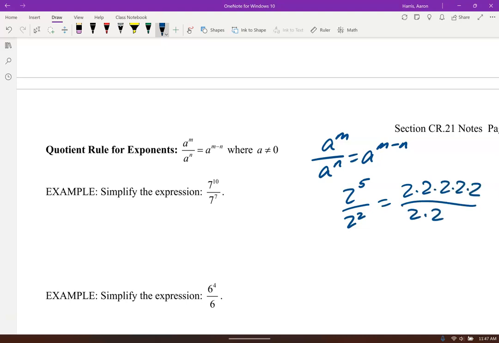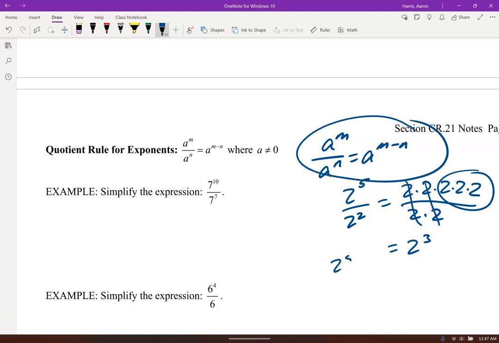On the bottom I have 2 times 2. Notice 2 over 2 is 1. This ends up with 3 2's on the top, so 2 to the 3rd. Well, let's use the rule now. If I use the rule, 2 to the 5th over 2 squared, it's 2 to the 5 minus 2, 2 to the 3rd, right? So you could use the rule here as well, right?